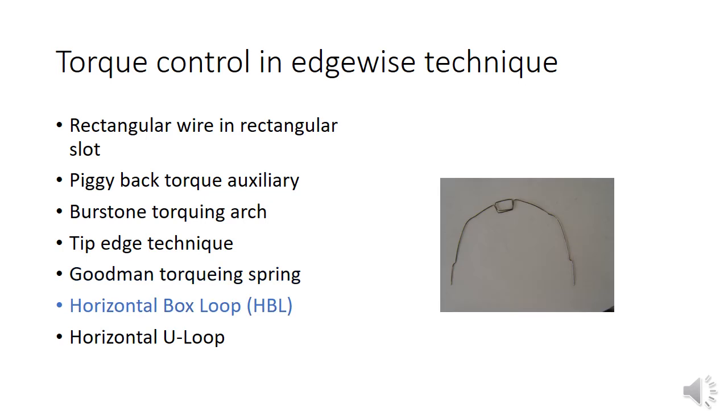Now let's see how the horizontal box loop works to make torque on teeth. Essentially, horizontal box loop is a kind of loop to increase the springiness of only a segment of a heavy arch wire locally, and hence it is used in situations when the dental arch is aligned and only one tooth needs to be aligned.